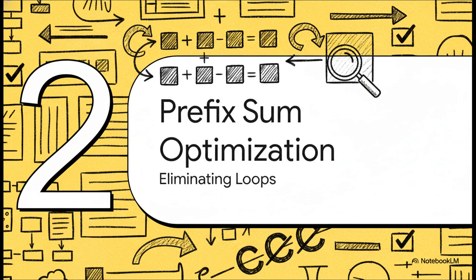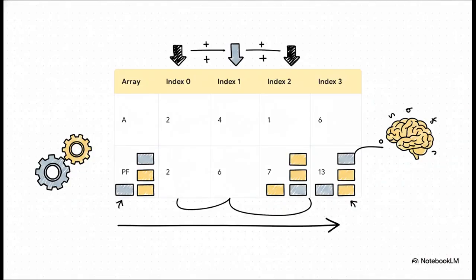Okay, section 2, prefix sums optimization. This is where we start eliminating those nested loops. What if, instead of starting from scratch every time, we carried forward a running total into a totally separate prefix sum array? That way, we can pre-compute the sum of elements up to any given index.